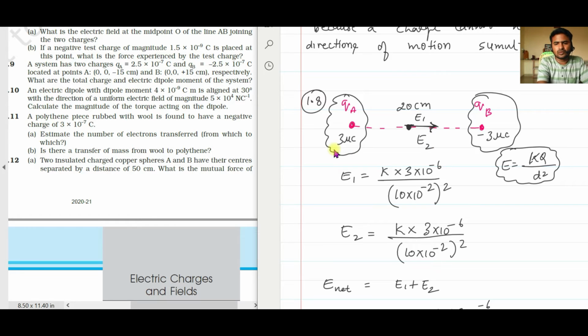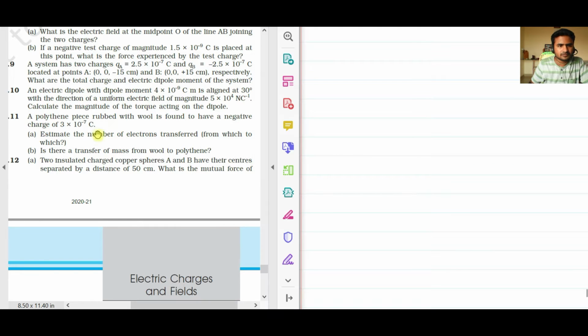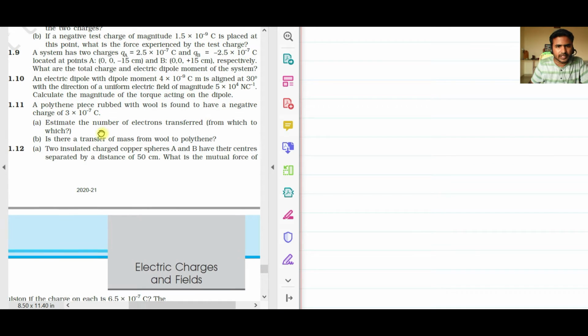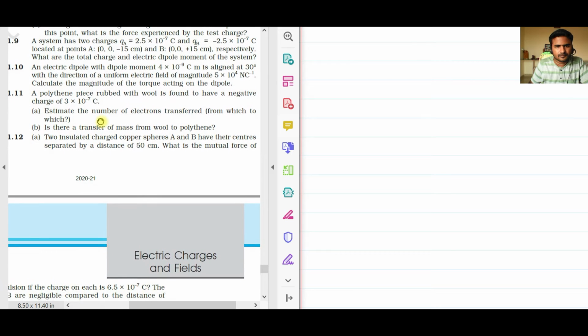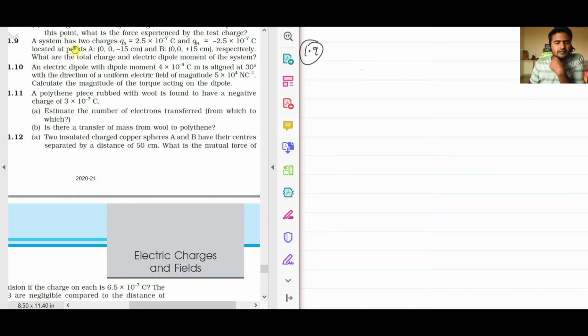All right, so now we'll move on to the next question, question number 1.9. Okay, so question number 1.9 says, a system has two charges QA and QB located at the point A, whose coordinate is 0, 0, minus 15 centimeter, and the point B, whose coordinate is 0, 0, plus 15 centimeter, respectively. What are the total charge and electric dipole moment of the system?